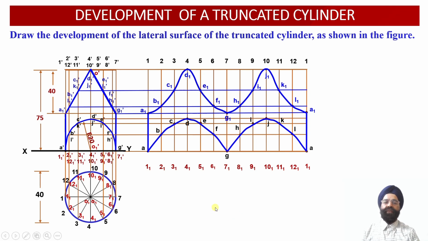This way we have discussed the intersection of a right cylinder by two auxiliary inclined planes and one semicircular cutting plane. So this is all for today. Through this discussion, I hope you have understood the procedure: how do we proceed with the development of the lateral surface of the truncated cylinder which has been cut by multiple cutting planes in different orientations.